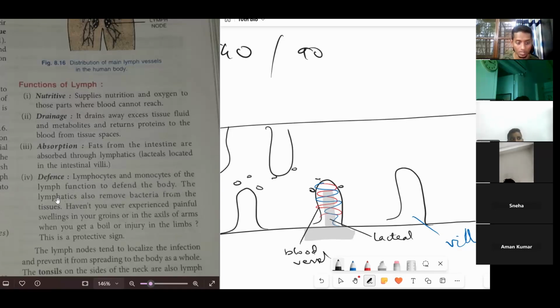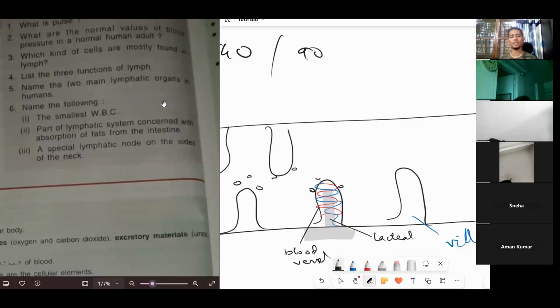They function to defend the body. The lymphatics also remove bacteria from the tissues. So lymphocytes and monocytes, both of these agranular WBCs, are present in the lymph.